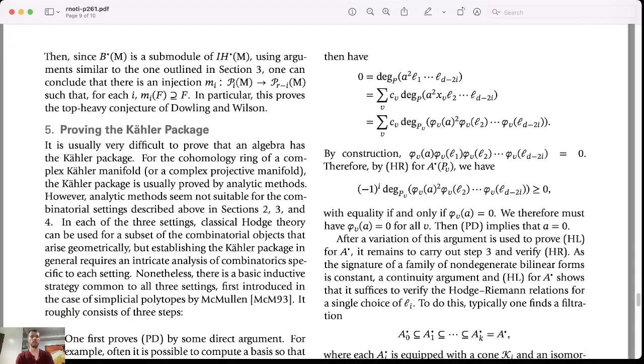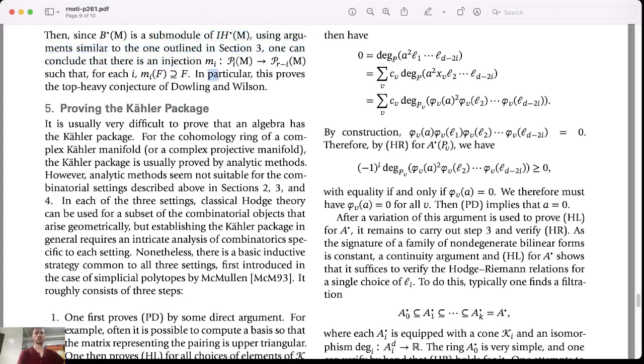Then, since B^•(M) is a submodule of IH^•(M), using arguments similar to the one outlined in section 3, one can conclude that there is an injection μ_i from P^i(M) to P^{r-i}(M), such that for each i, μ_i(F) ⊇ F. In particular, this proves the top-heavy conjecture of Dowling and Wilson.